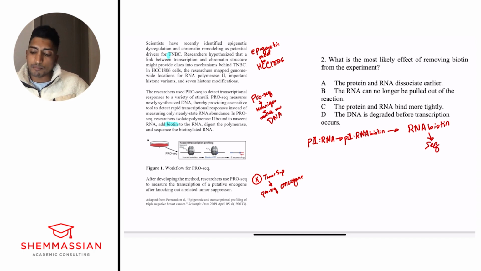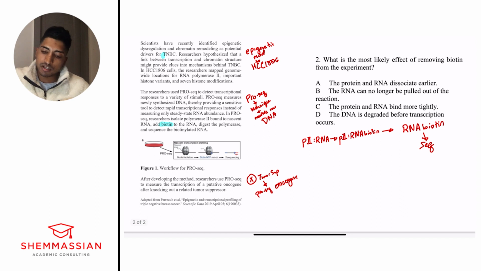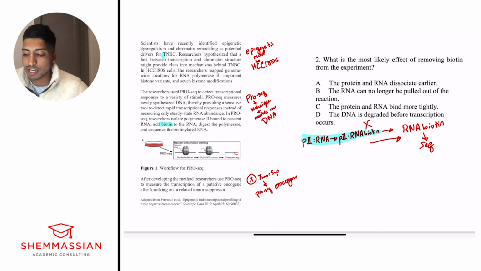So if we remove biotin from this reaction, we'd be affecting which step? We'd be affecting this step, right? The step where we add biotin. And as a result, what cannot happen, right? As a result, if we stop this, we put a little X there, that means we can't go further than this. And that means we can't get to RNA biotin alone in this sequencing.